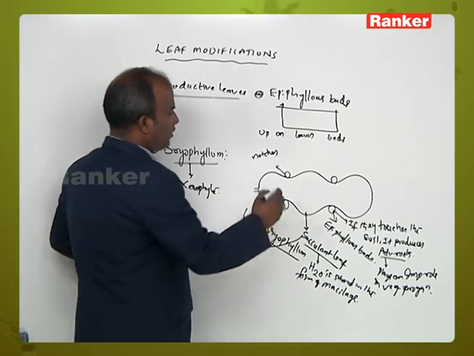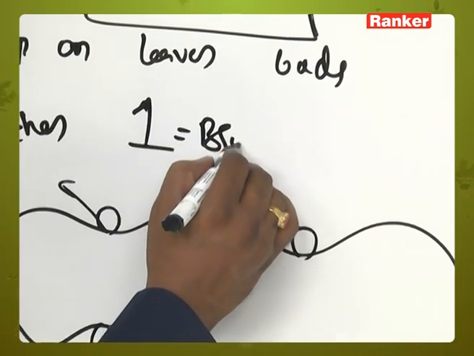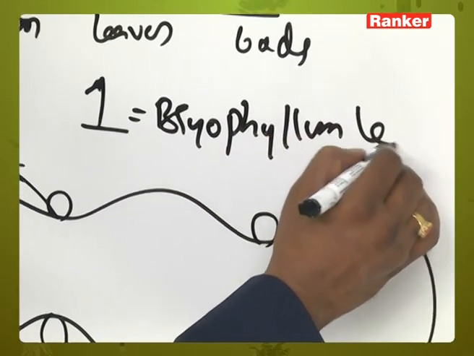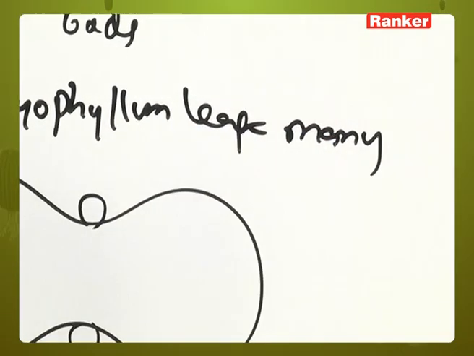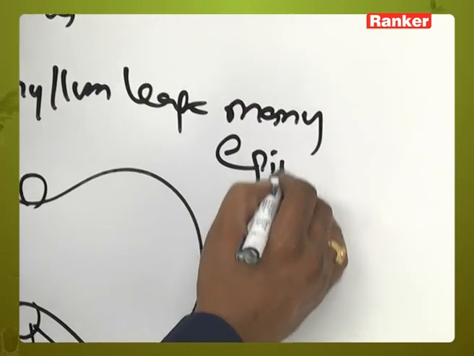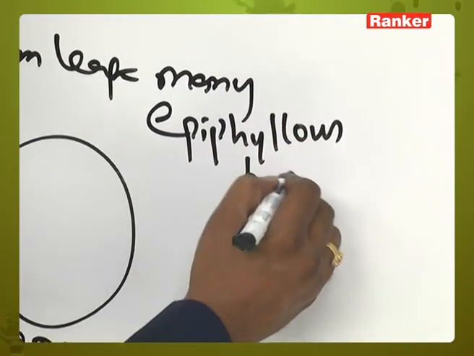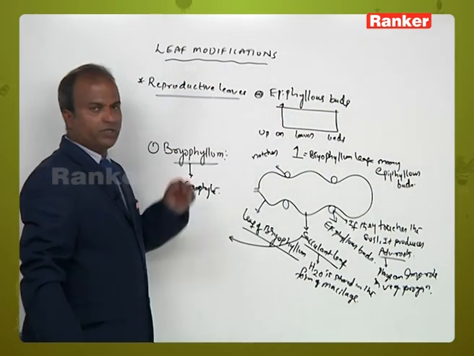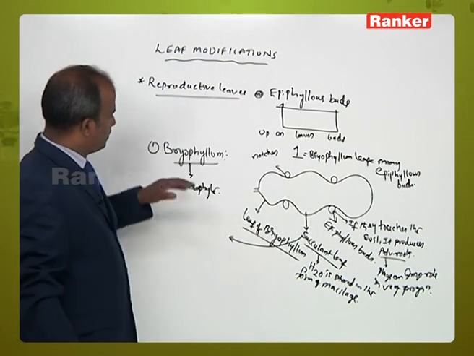That means one Bryophyllum leaf is equal to many epiphyllous buds. So this is about the reproductive leaves. Reproductive leaves are also called epiphyllous buds.